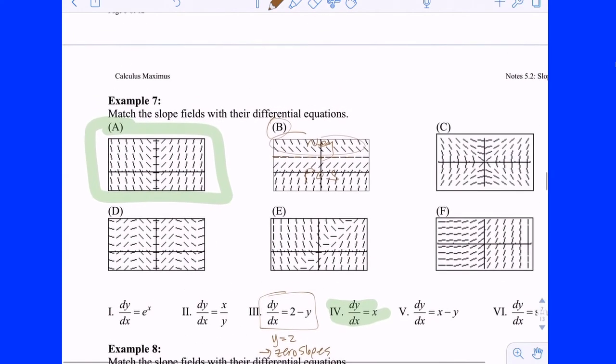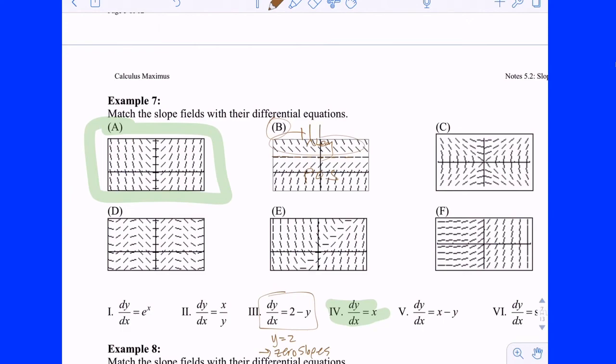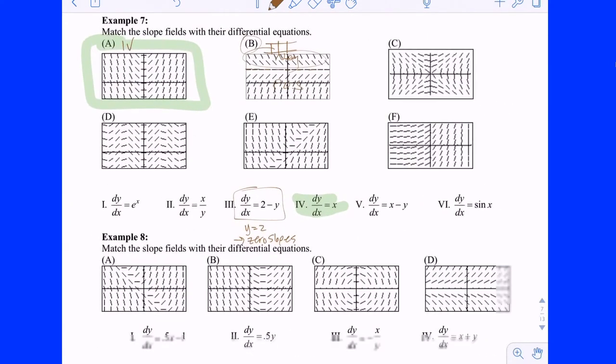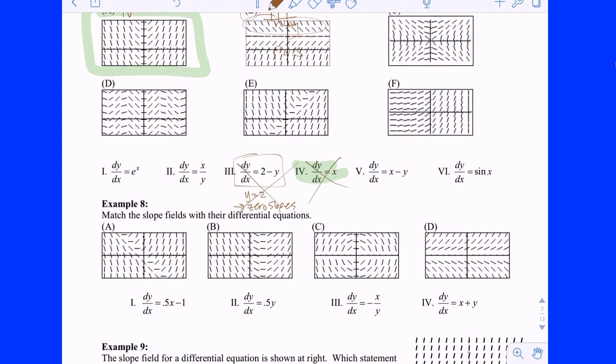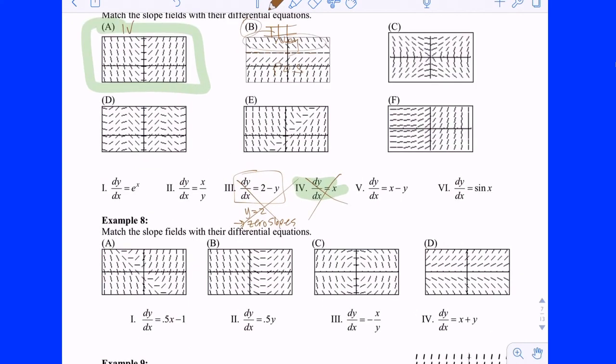Okay, so this one matches up with Roman numeral 3, and A matched up with 4. So you could do process of elimination now. Go ahead and take the last few minutes and finish them up. Give you about 3 minutes. Hopefully it doesn't take that long.